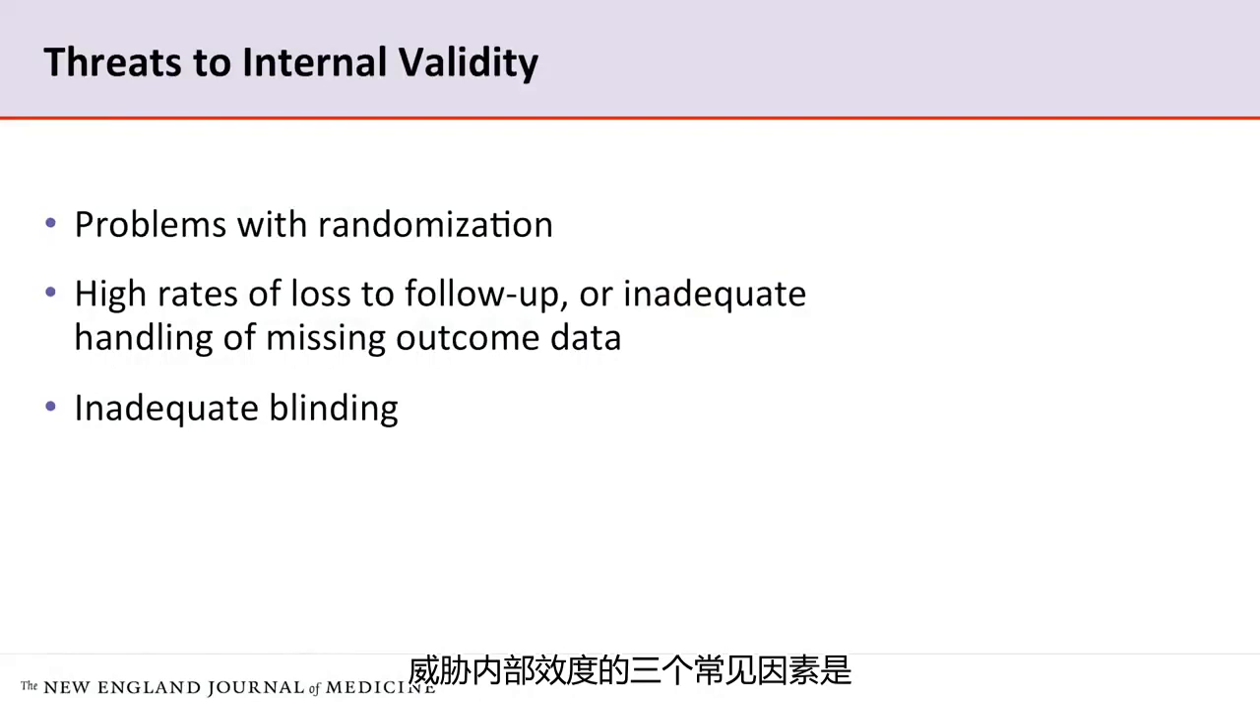We will now shift to a brief discussion of common threats to internal validity. An evaluation of internal validity reflects an assessment of how well a trial was designed and executed, and it is a determination about whether the trial successfully assessed a cause and effect relationship. 3 common threats to internal validity are problems with randomization, high rates of loss to follow-up, and inadequate blinding.